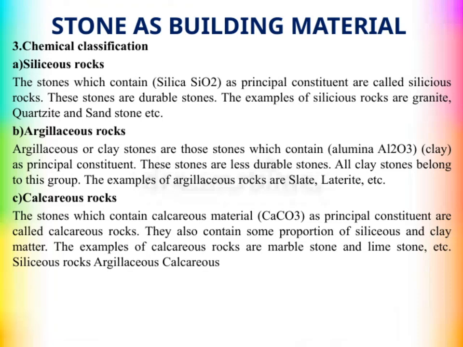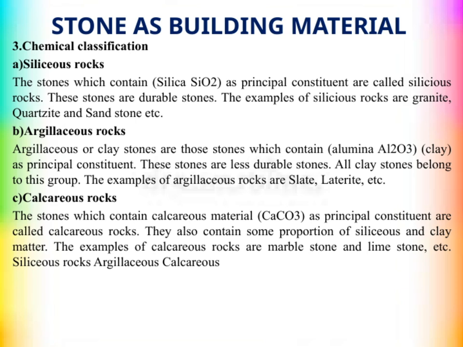Let's explore the chemical classification of rocks used as building materials. First, we have siliceous rocks. These are stones that mainly contain silica, which is SiO2. Think of granite, quartzite, and sandstone. They're durable and stand the test of time, making them excellent for construction.